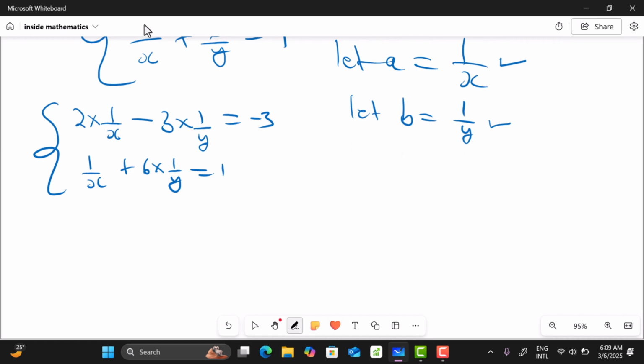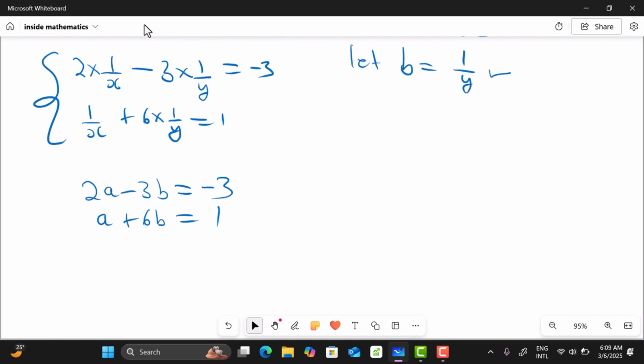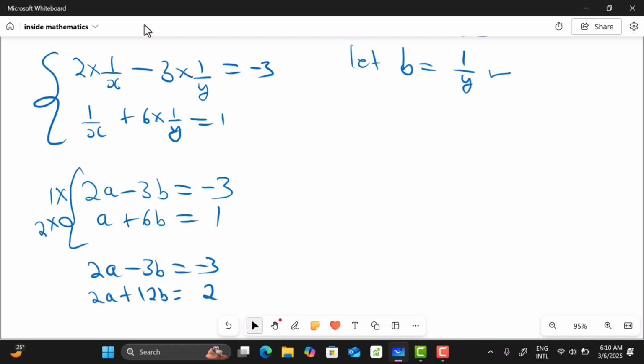So since this one is now a, it means we are having 2a minus 3b is equal to minus 3. Same goes, a plus 6b is equal to 1. Then now we can solve by elimination method. This is our equation, so our coefficient and variable are not similar. So what we do now, here we're going to multiply by 1, here I'm going to multiply by 2, which gives me nothing but 2a minus 3b is equal to minus 3. Here I get 2a plus 12b is equal to 2.